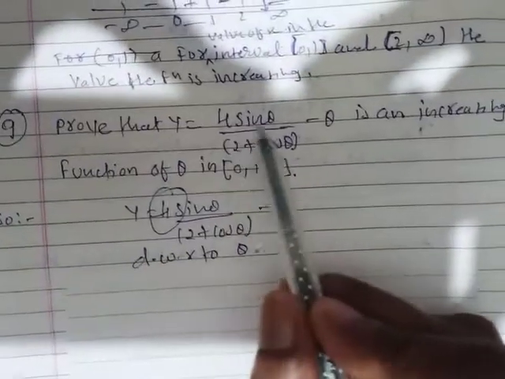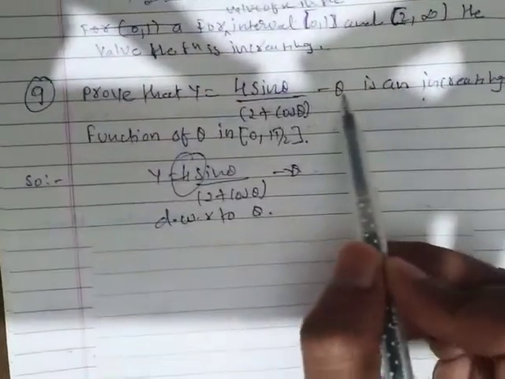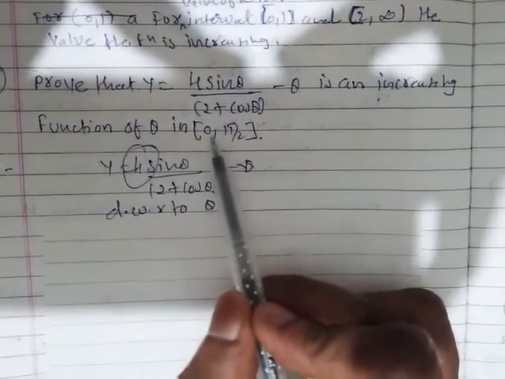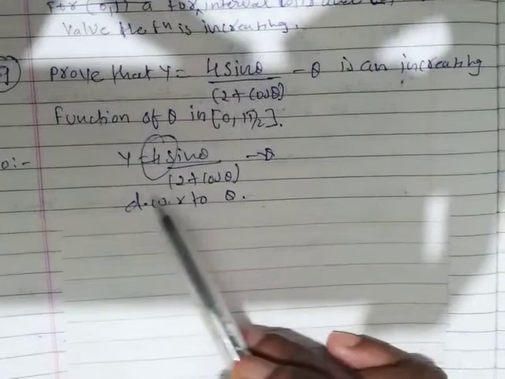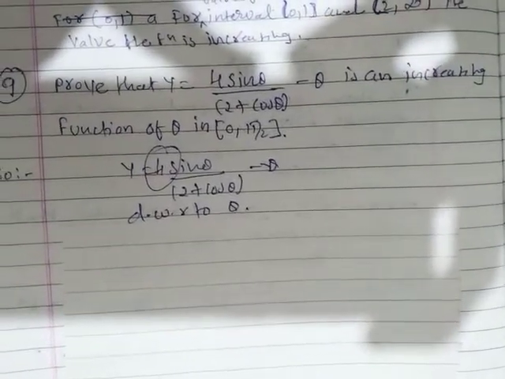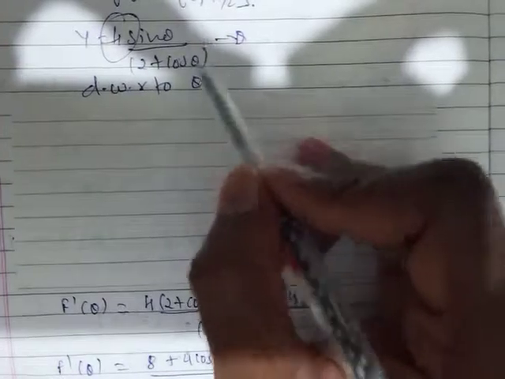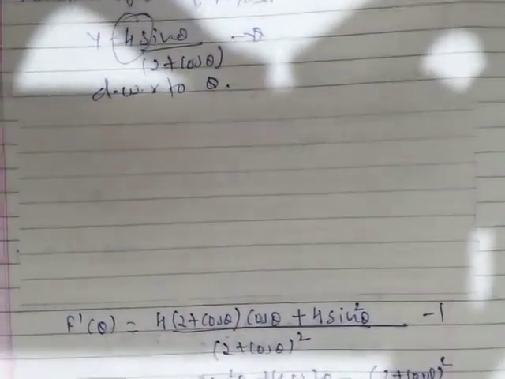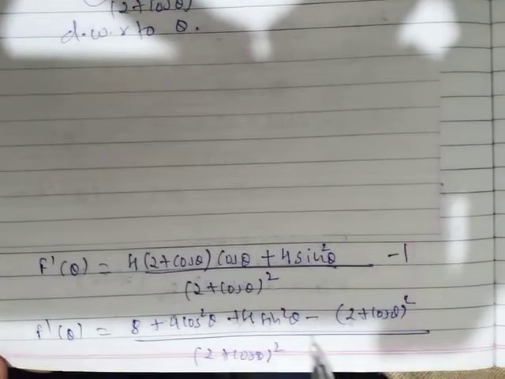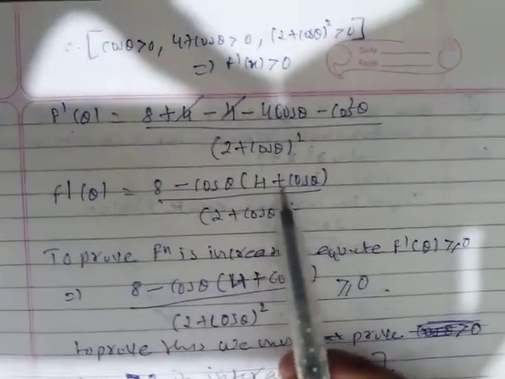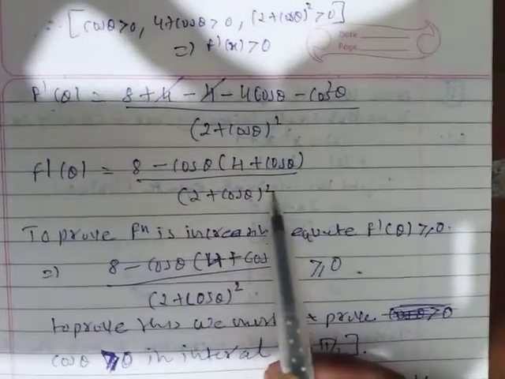Now, y is equal to 4 sin theta upon 2 plus cos theta, minus theta, is an increasing function of theta in the closed interval 0 to pi by 2. If you take the derivative, f dash of theta, you have to simplify it. Take it in u upon v form, take the LCM, then simplify it. Your final answer will be 8 minus cos theta in the bracket 4 plus cos theta, upon 2 plus cos theta whole square.